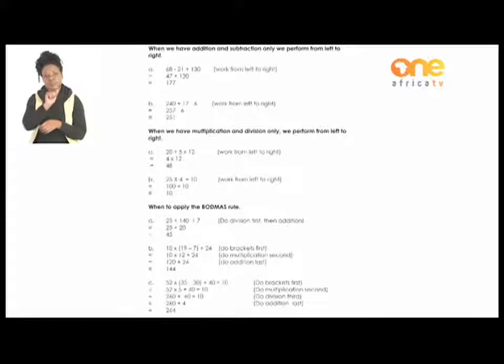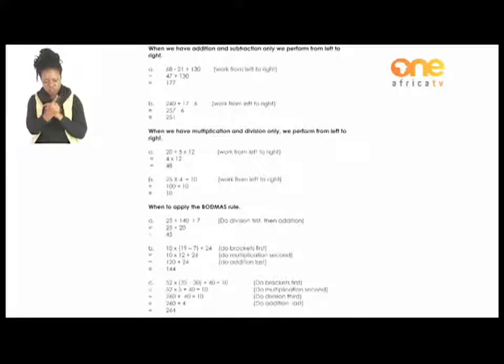So let's try. 20 divided by 5 times 12. We see the division is first, so that one we will do first. So we will first do 20 divided by 5, and we say 20 divided by 5 equals 4. And then we add times 12. 4 times 12 equals 48. We will also see one thing, boys and girls. We do each sum of the BODMAS separately.